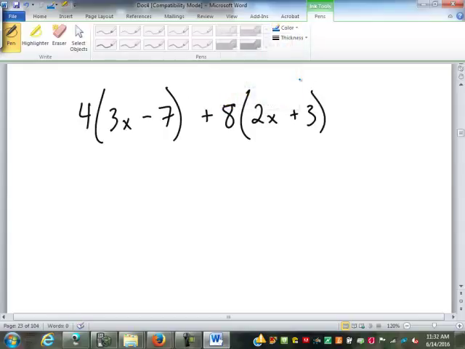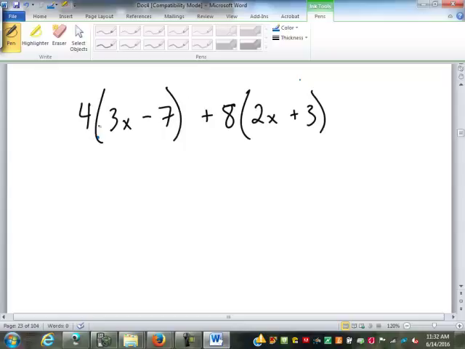Now we see parentheses. There should be 2 questions we always ask. First question: is there anything we can do in the parentheses? So let's go left to right. Let's do this one first. Anything we can do in those parentheses? No. 3x minus 7, we can't do anything with that.